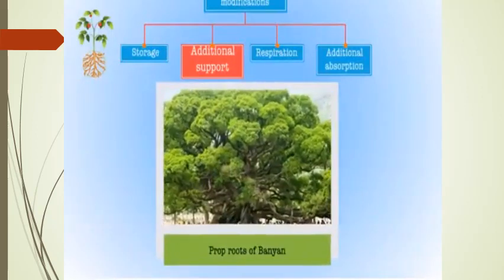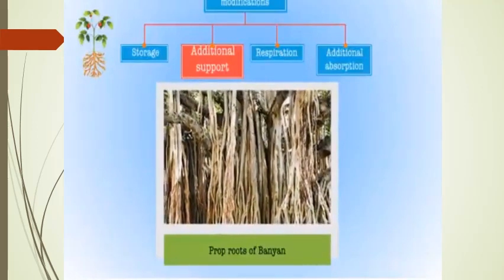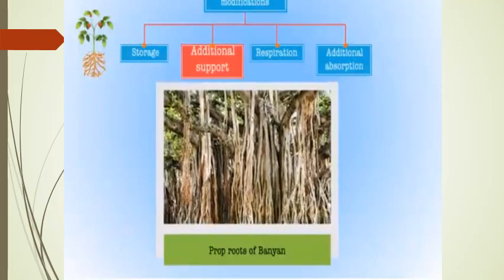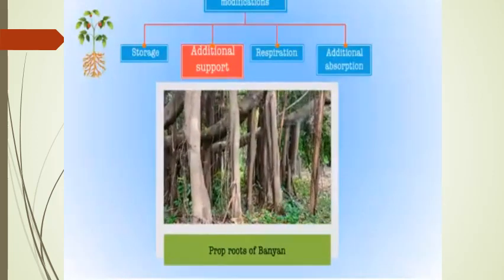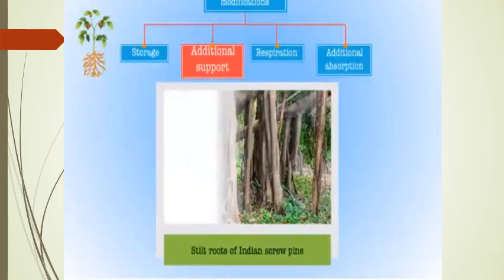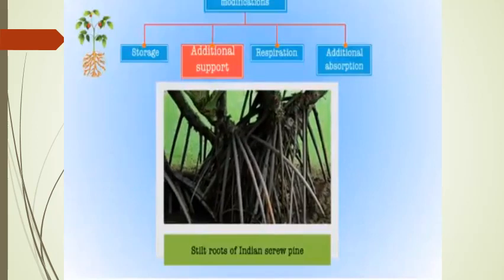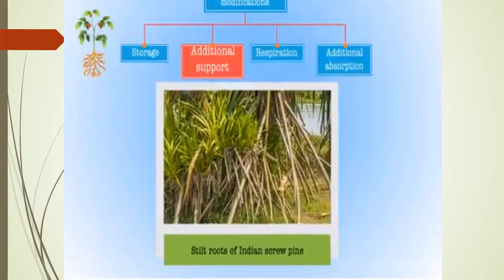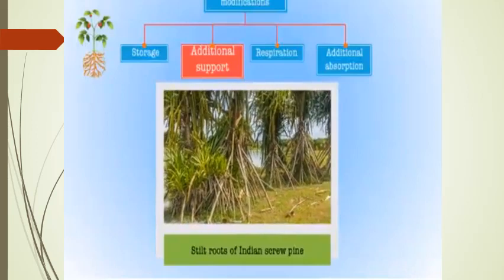Next is the banyan tree. It has aerial roots hanging vertically from its branches, and when they reach the ground, they act like pillars, giving that additional support the hugely branched tree needs. These aerial roots are called prop roots.